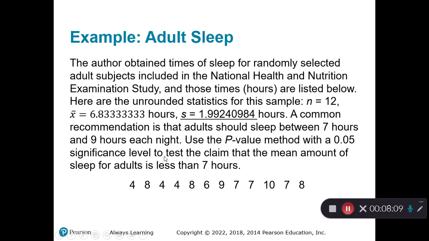The claim here is that the mean amount of sleep for adults is less than 7 hours. There's a clear direction here that will indicate how we're going to put together that alternative hypothesis. Here are the 12 original data points. So this is our sample data, and we have already calculated the sample mean and the sample standard deviation. If we had not been given those summary statistics, of course, you can enter these 12 values into your list editor in your calculator and then run the one variable statistics to produce X bar and S.